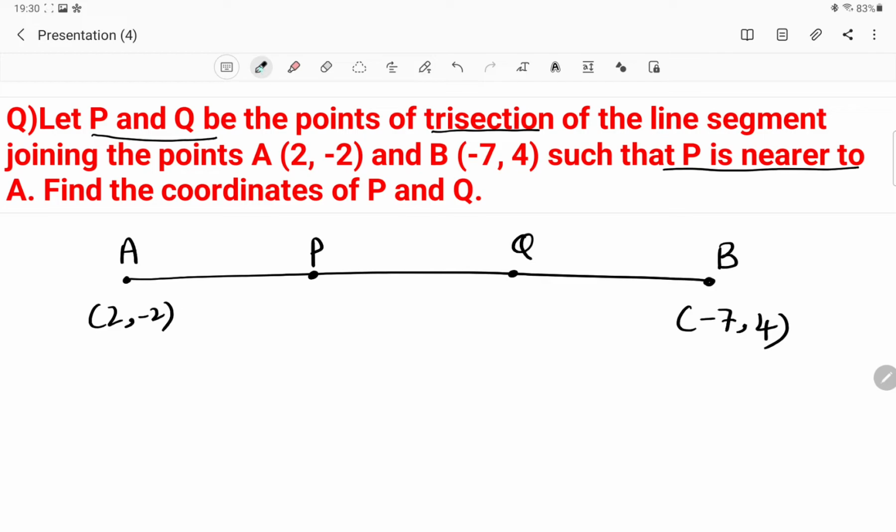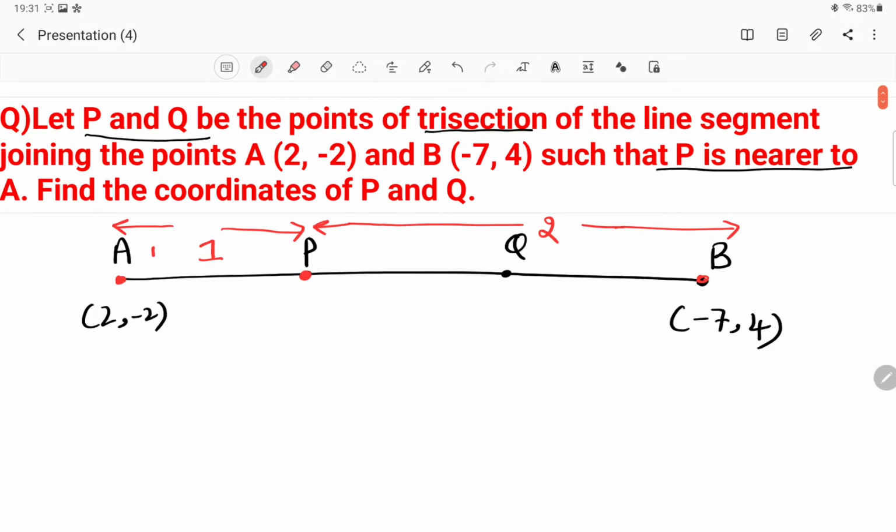One thing you have to observe here: AP is one part, PQ is another part and QB is another part. If you take AP as one part, then from P to B, how many parts will it be? Don't you think it is going to be two parts? So I get the ratio AP to PB as 1:2. I can consider this 1 as m1 and this 2 as m2. Then I'm going to get the answer.